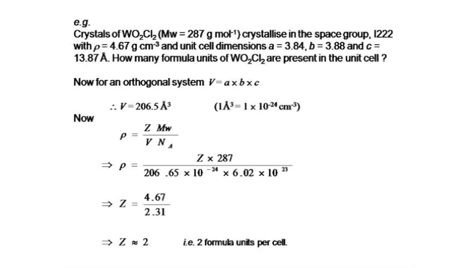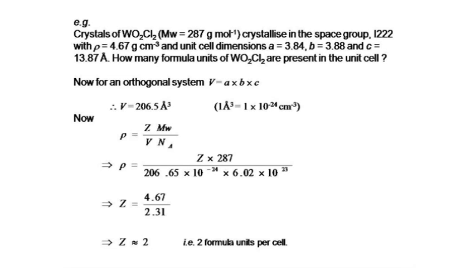And so here's a worked example. This is actually a crystal structure I did a long, long time ago. This is tungsten dioxide chloride. It's orthorhombic. We have a density of 4.67 grams per centimeter cubed. And these are the cell dimensions. So it's an orthogonal system. So orthorhombic, tetragonal, and cubic are orthogonal systems. So their angles are 90 degrees.